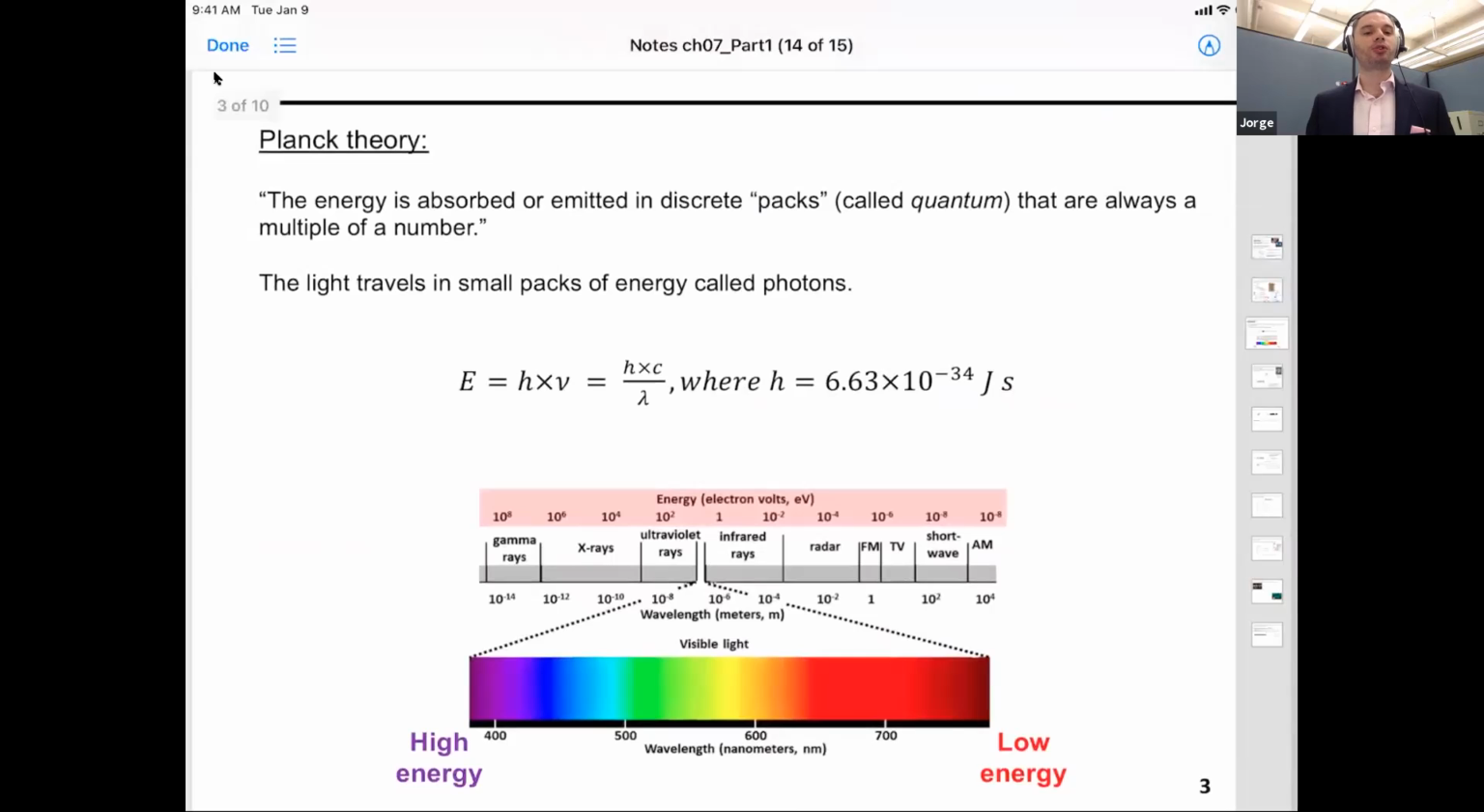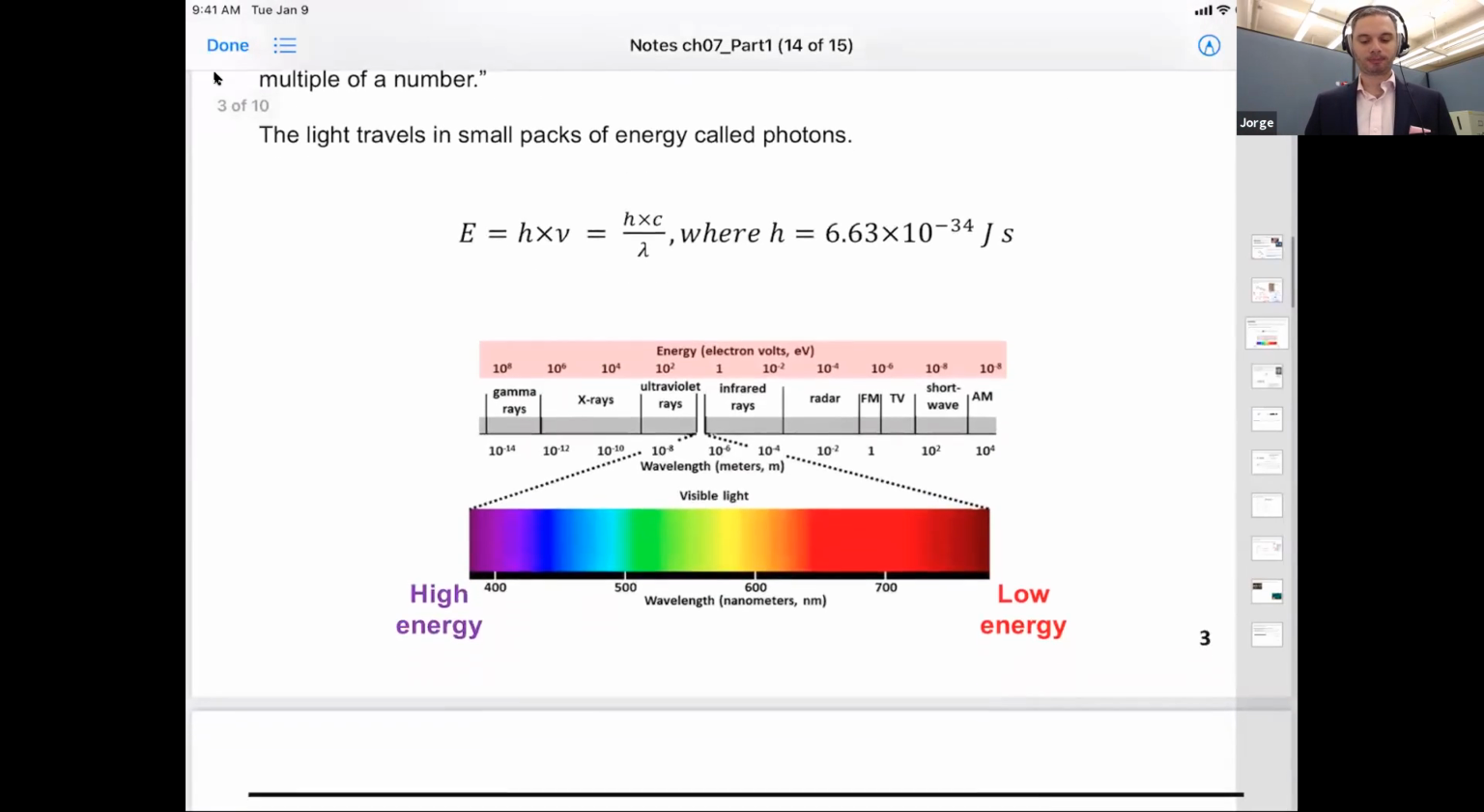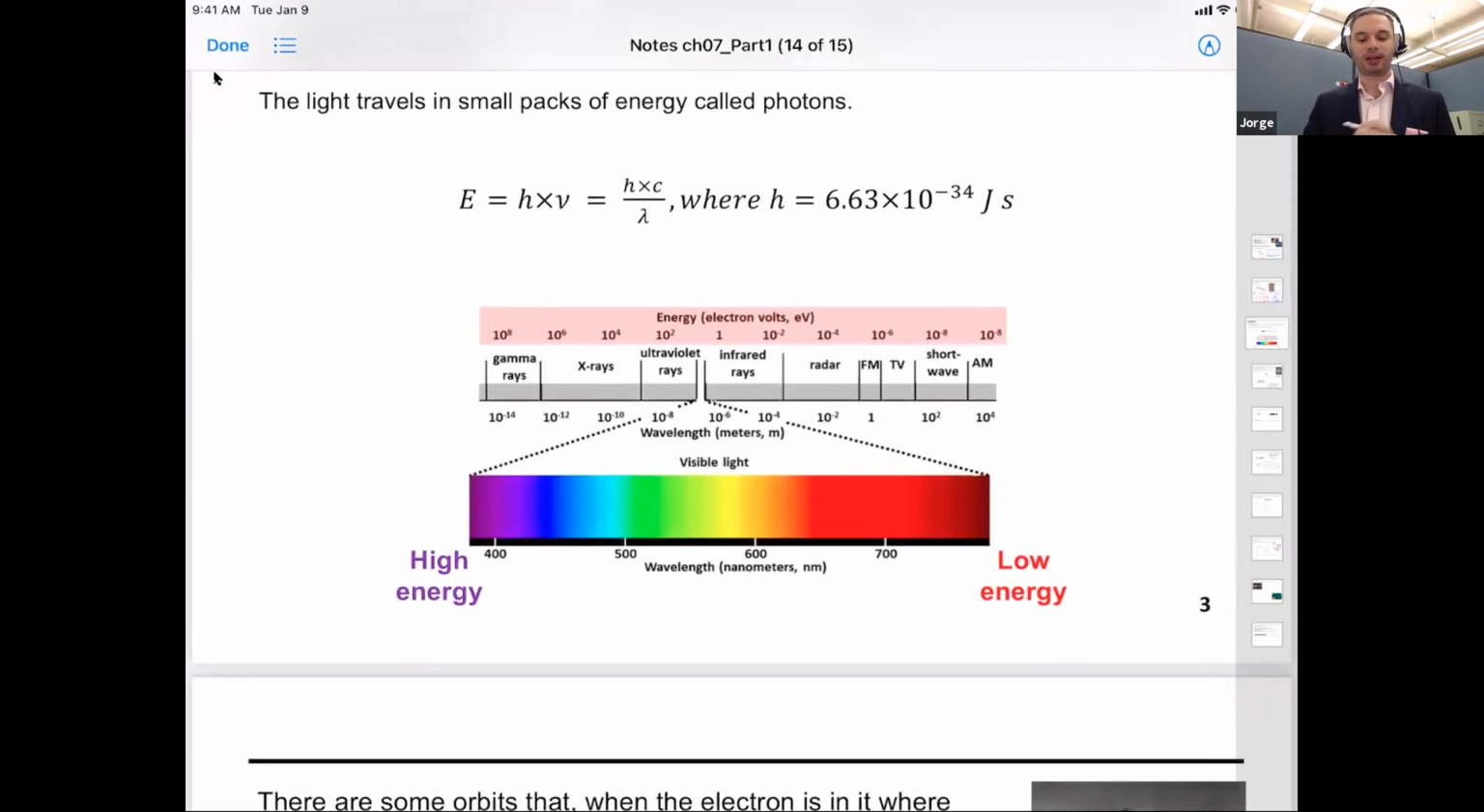Let's move on to the Planck theory. The energy is absorbed or emitted in discrete packs, and these packs are called quantum, which are always a multiple of a number. What the Planck theory tells us is that the energy emitted or absorbed by a body or a source travels in small packs of energy. We are going to call these small packs quanta or photons. Planck's equation correlates the energy that a wave transports with its frequency or with its wavelength. So here is Planck's equation.